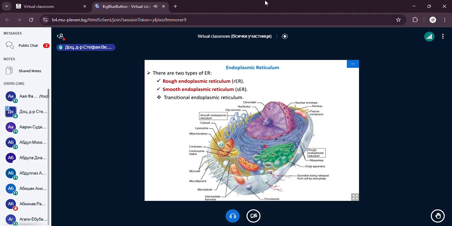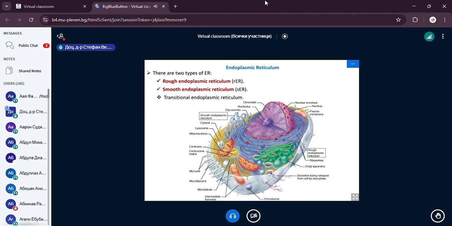These small granules are ribosomes, which are attached to the surface of the endoplasmic reticulum. So when ribosomes are attached to the surface, this endoplasmic reticulum is called rough endoplasmic reticulum. And here you see some cisterns which lack ribosomes on their surface, and this represents the smooth endoplasmic reticulum. And you can see that the rough continues into the smooth endoplasmic reticulum.